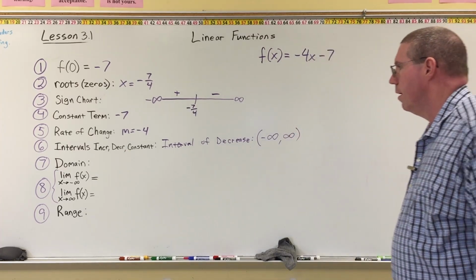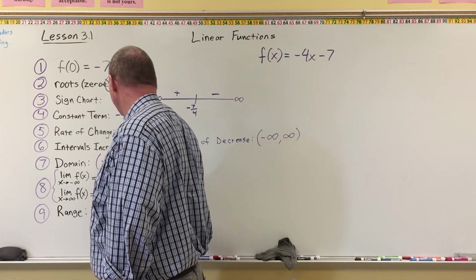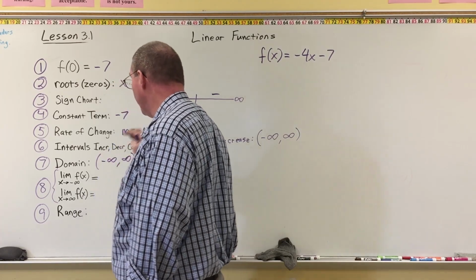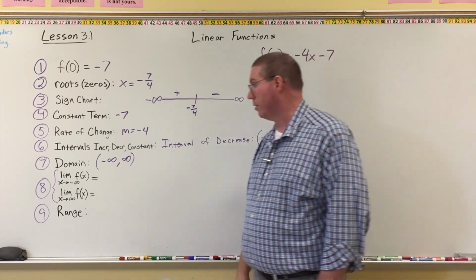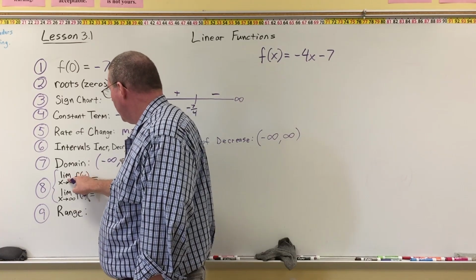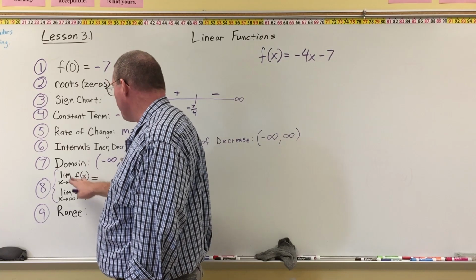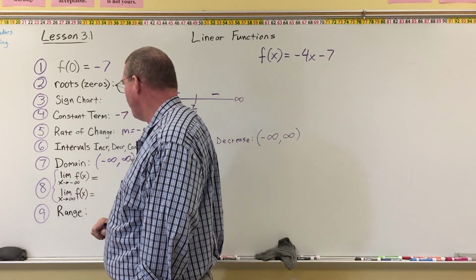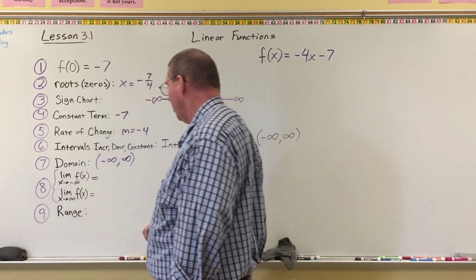So we're done. Domain, well, we said all linear functions have a domain of negative infinity to positive infinity. We are allowed to plug in any number into any linear function, okay, including this one. Now we have the limit, this is what we call the end behavior. The limit of f of x, meaning what are the outputs of f of x as the x values become more and more negative, okay?